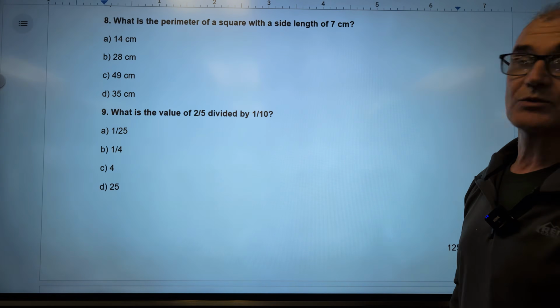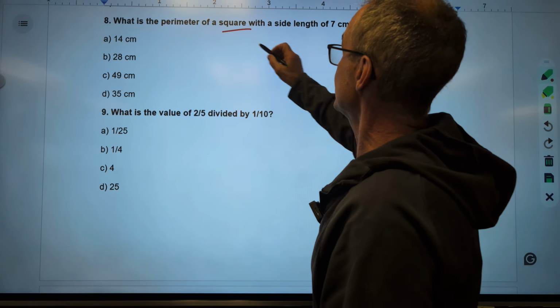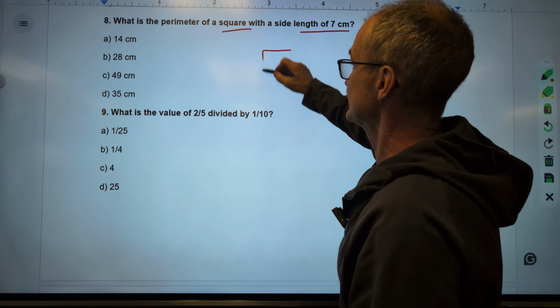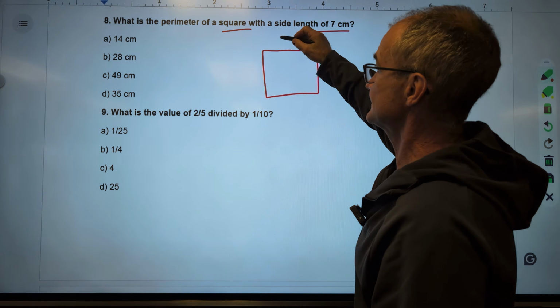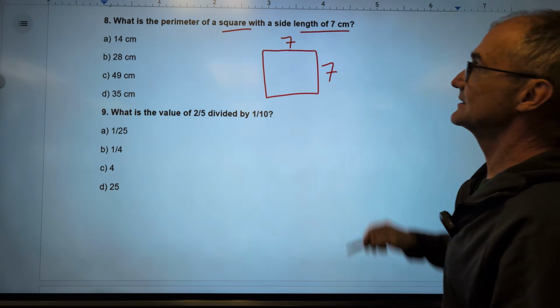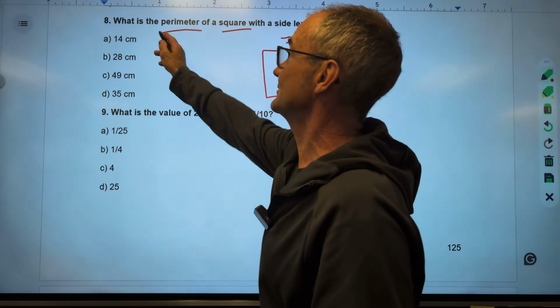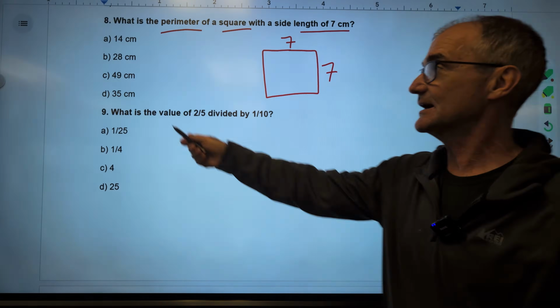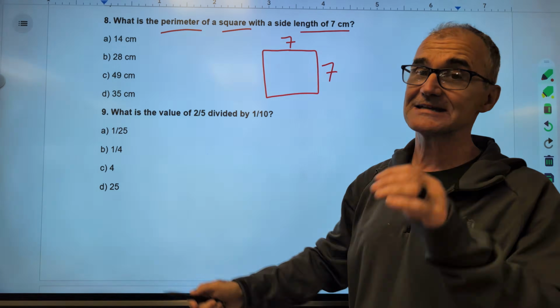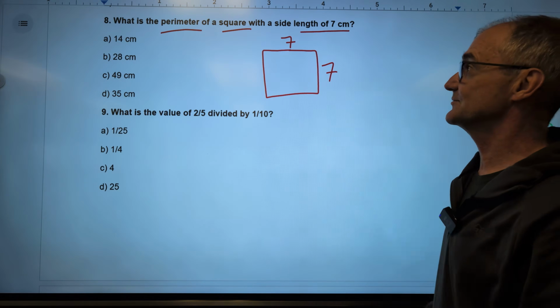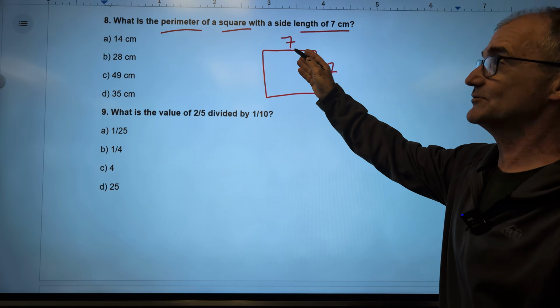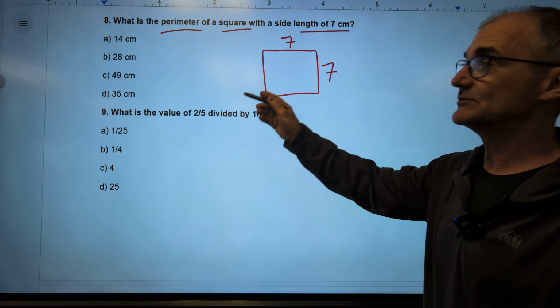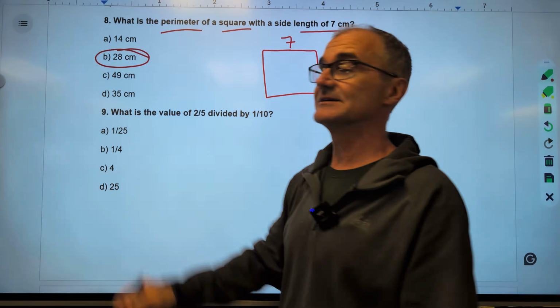Problem number 8, what is the perimeter of a square with side length of 7? So all sides are the same. Perimeter, this is the important one. 7 times 7, 49. Natural distractor, not asking you for area, asking you for perimeter. 7 plus 7, 14. 14 doubled, 28. Correct answer, answer B.